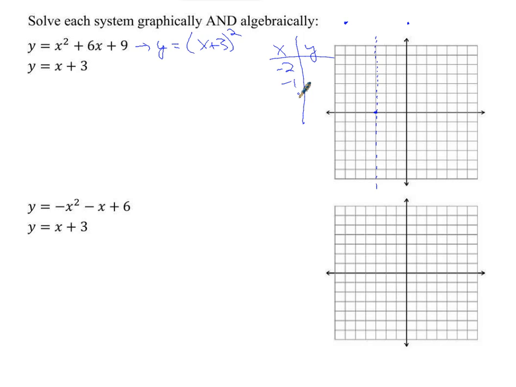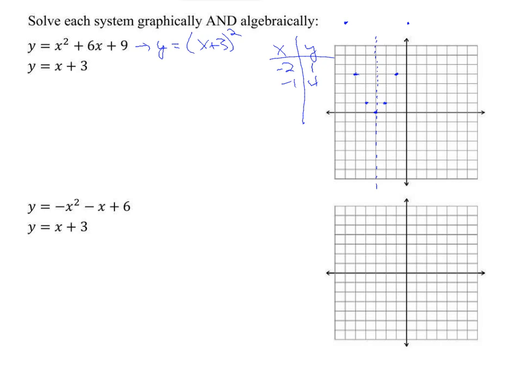Take negative 2 and plug it in. Negative 2 plus 3 is 1. 1 squared is 1. Take negative 1 and plug it in. Negative 1 plus 3 is 2. 2 squared is 4. So I have negative 2, 1, and I have negative 1, 4. Reflect those across, and I can see my parabola now.